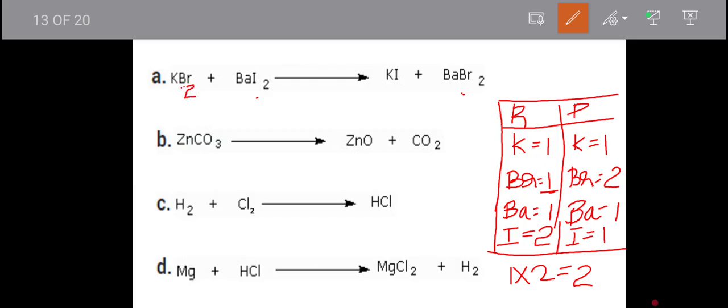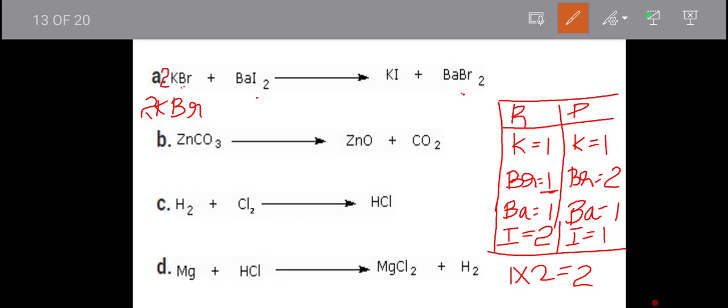This is a very big mistake. Many of the students will be doing the same. So now you will be thinking where you will be putting this, right? Here, when you are balancing an equation, if you want to put a new number, you have to put it at the front. So what you will get? 2 KBr. Got it? You will be getting 2 KBr.